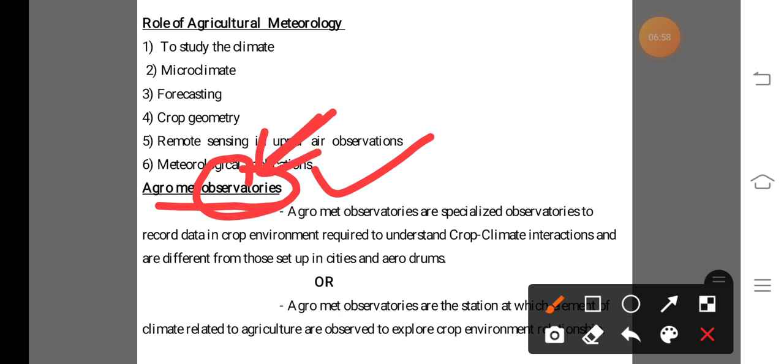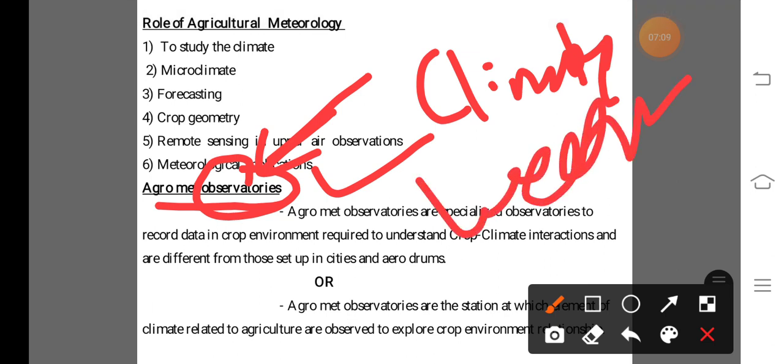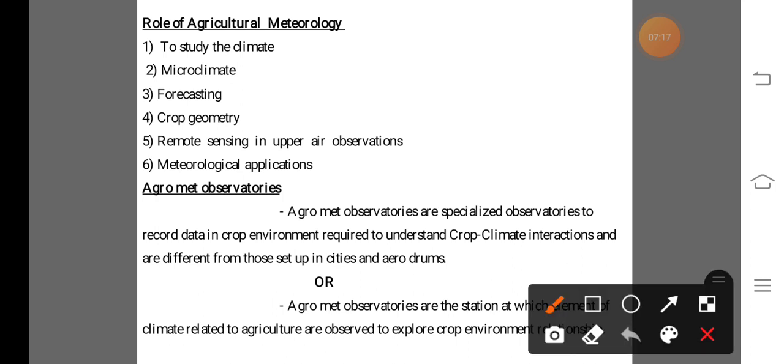and this observatory is installed for the purpose of recording climate or weather elements, and by recording weather elements, find out the relation between the crop and their environment, or crop and their climate. So this is known as the Agromet observatory.